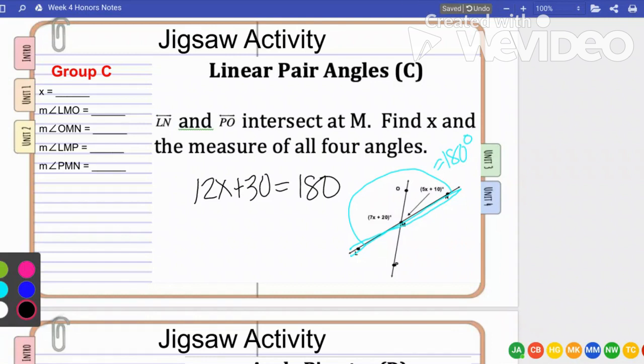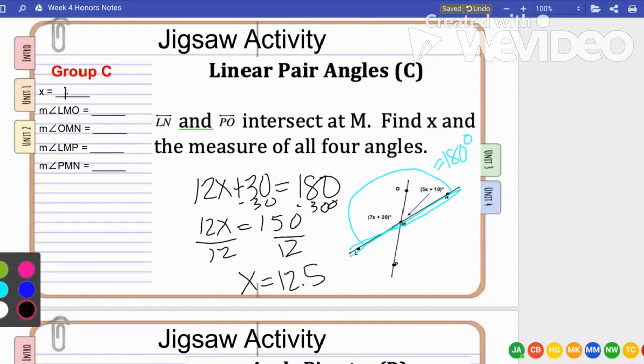Okay, do all your algebra. 12x equals 150 by subtracting 30 from both sides. Divide by 12, and we get x equals 12.5. Plug these back in. 7 times 12.5 plus 20. Angle LMO is 107.5 degrees.